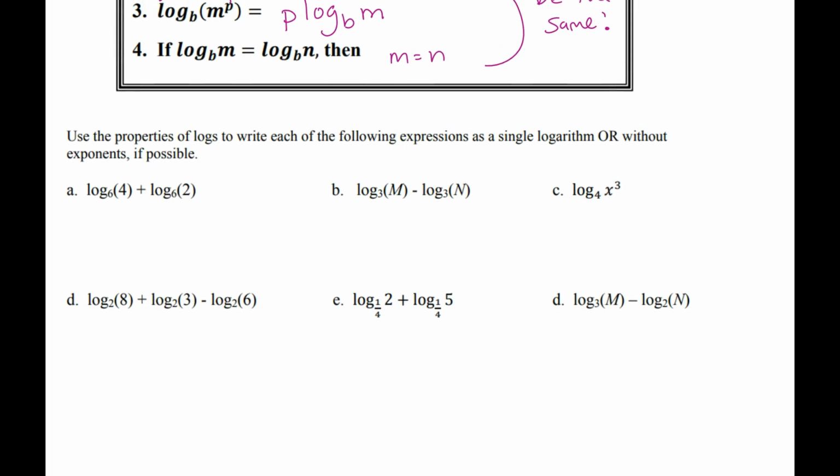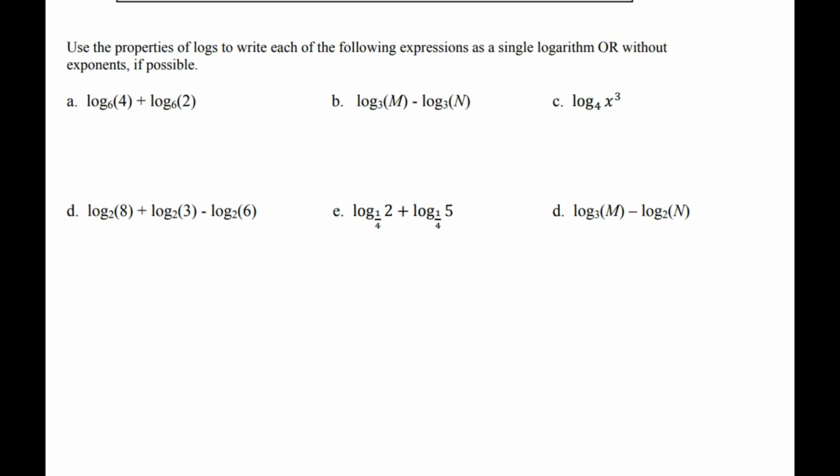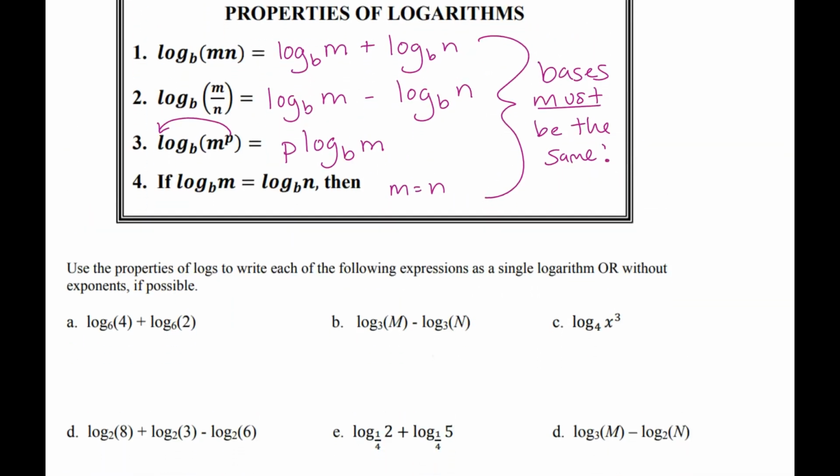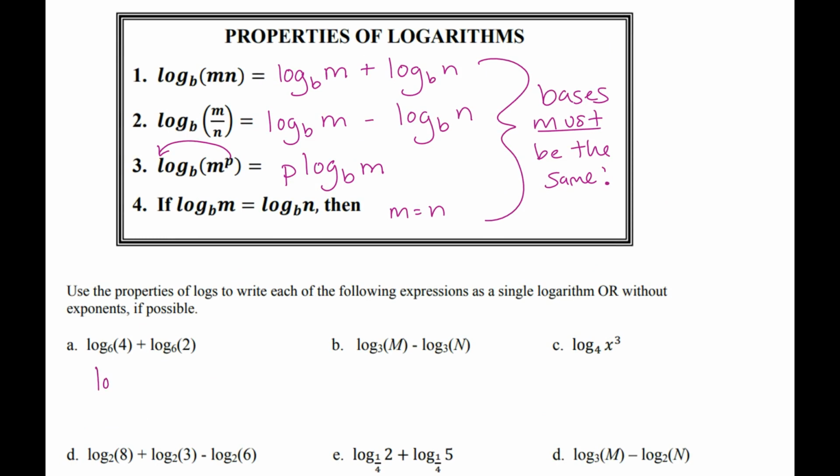Okay. So here, when we have log base 6 of 4 plus log base 6 of 2, what do you think happens? How can this be simplified? When two logs of the same base are being added, you multiply. So this is m times n. So 4 times 2 is what? 8.